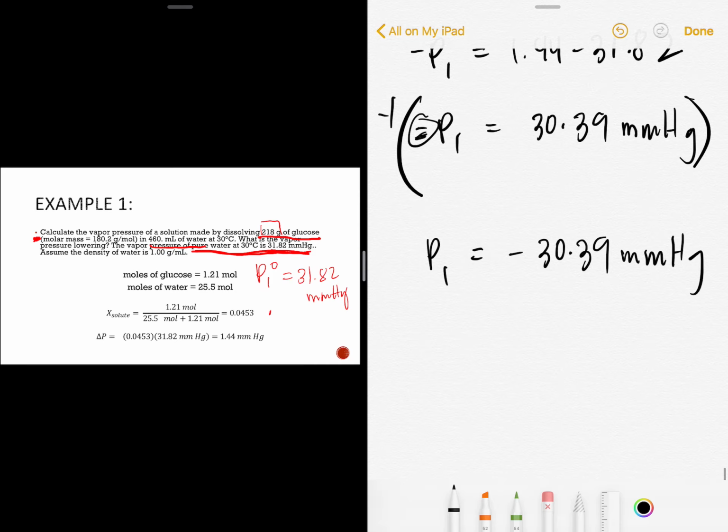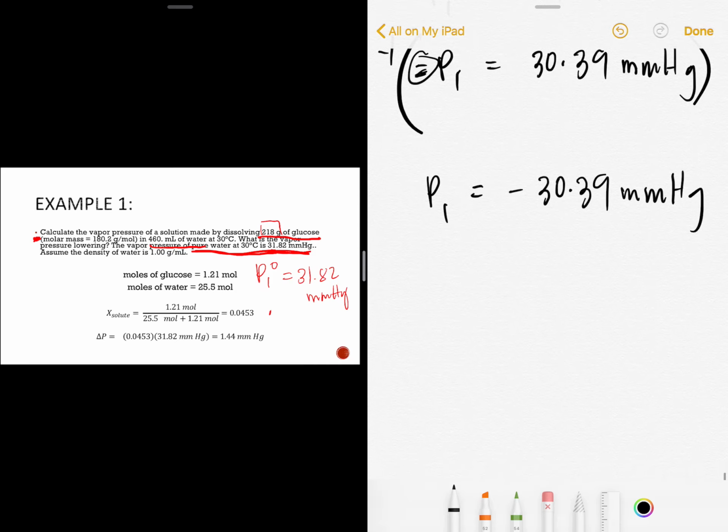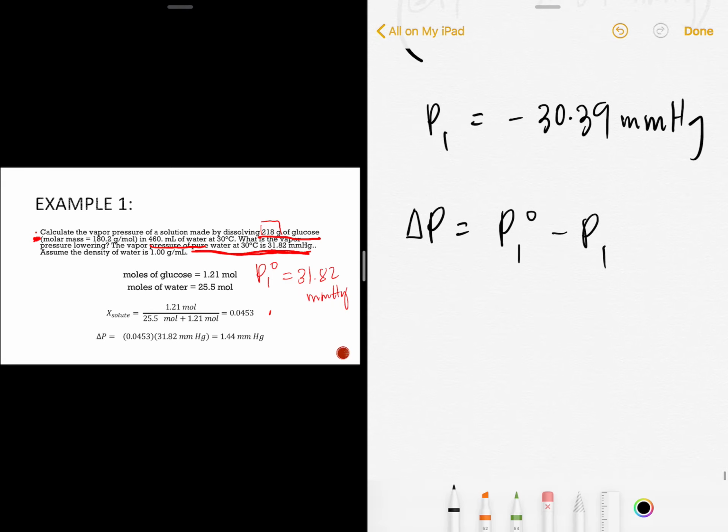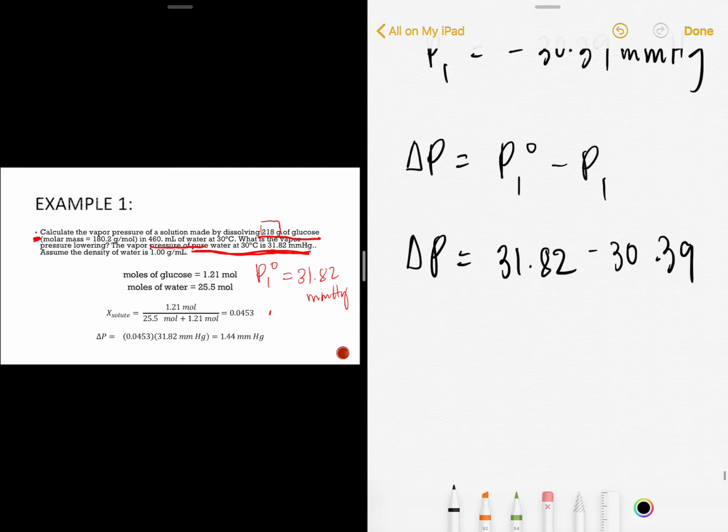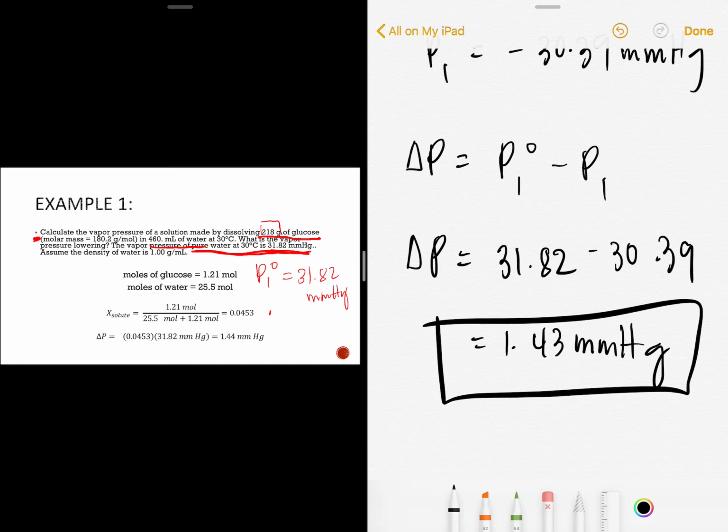So, what is now the change in, what is now the vapor pressure lowering? So, the vapor pressure lowering is equal to P1 naught minus P1. So, change in P is equal to what? This is equal to 31.82. That's given in the problem. Minus 30.39. So, 31.82 minus 30.39. The answer is 1.43 millimeter mercury. Ayan. So, if you use 15.99, I think you'll get 1.54 millimeter mercury.